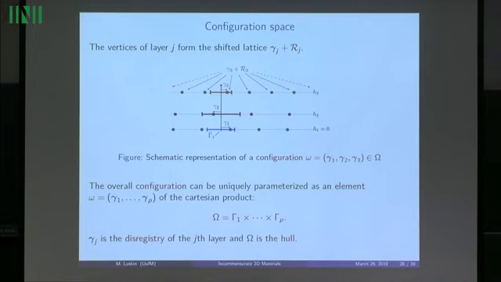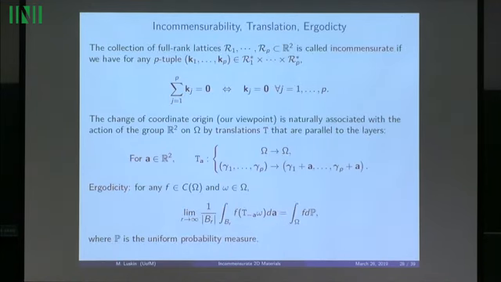So the gamma j's are the disregistry of the jth layer. And if we move through this body, we could view it as a dynamical system. We have some translation operator T, and we move through the body, and then gamma is a whole. I'm just using terminology from dynamical systems theory to analyze this.